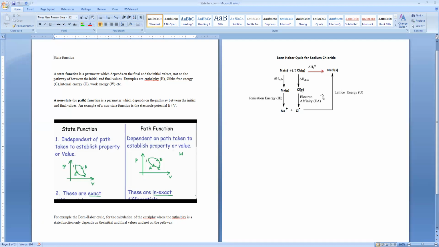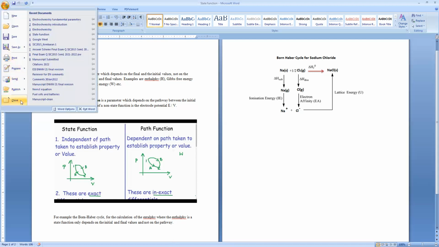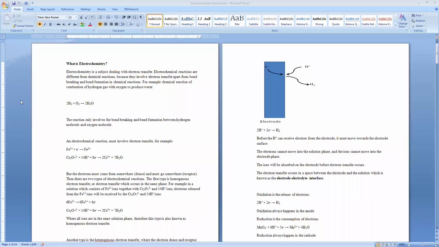It does not depend on the pathway. Whereas a path function, or a non-state function, depends on the pathway. The best example of a path function is the electrode potential. It is the electrode potential that is the non-state function. So we have seen some parameters that are state functions.